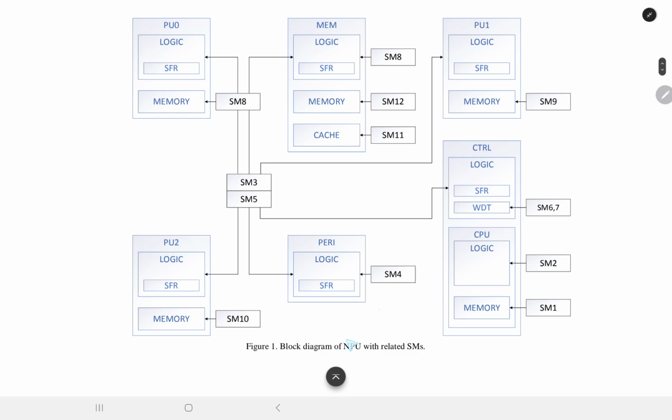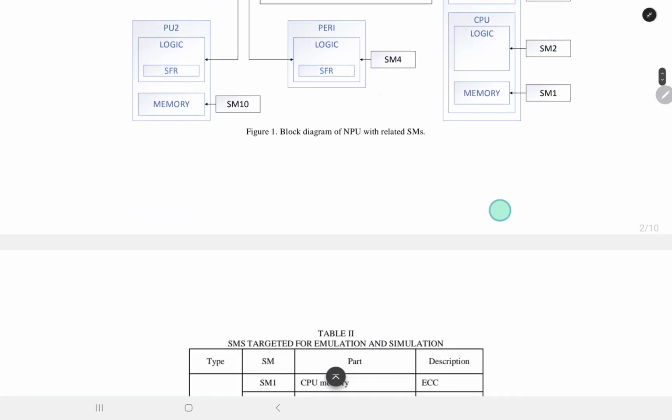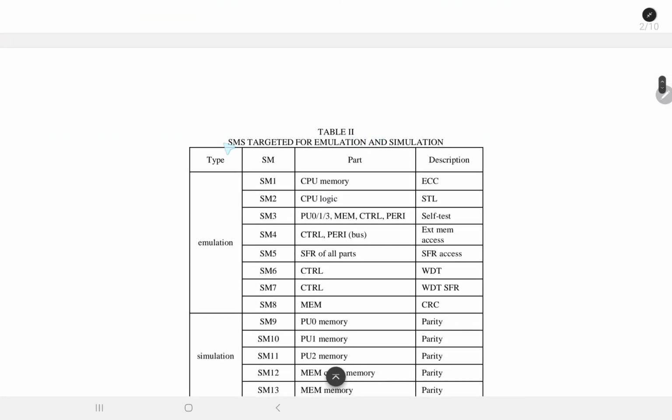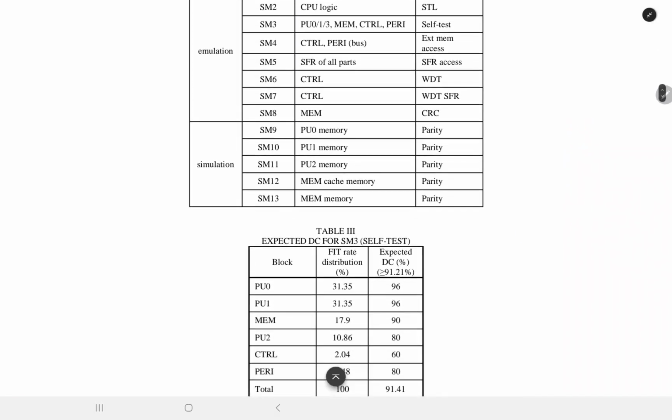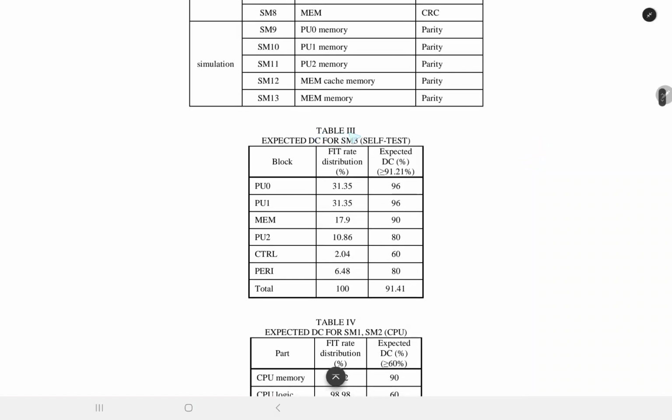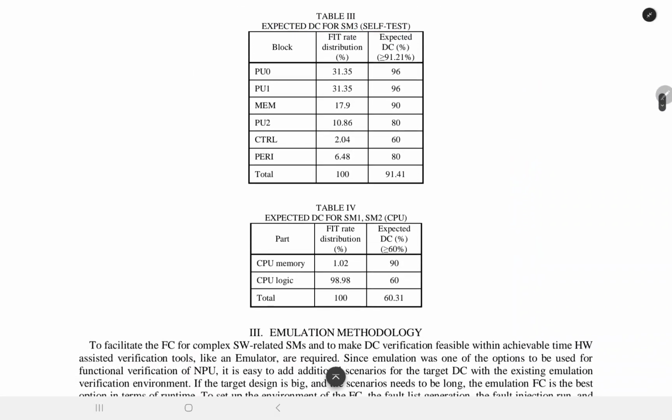Figure 1, block diagram of NPU with related SM. Table 2 is SNS targeted for emulation and simulation. Table 3 is expected DC for SM3 self-test. Table 4 is expected DC for SM1 and SM2.